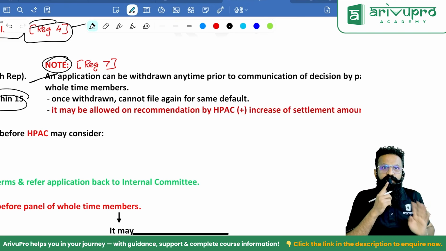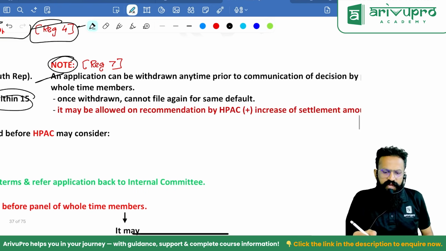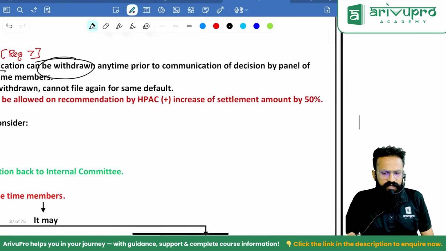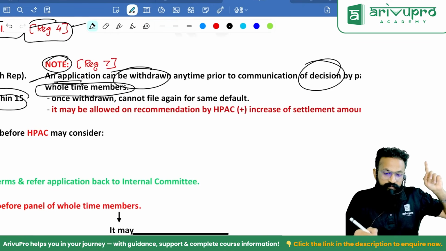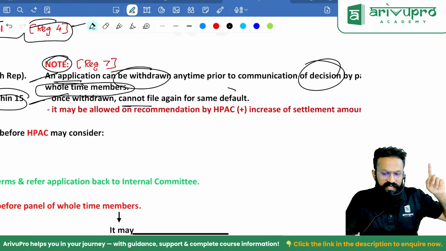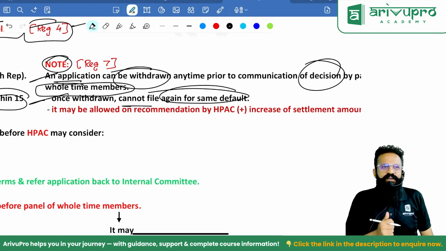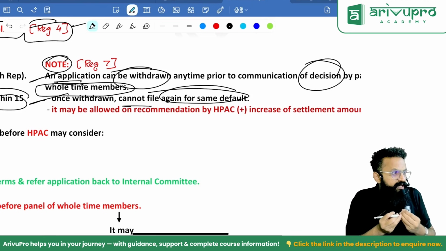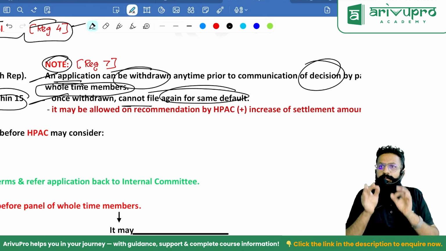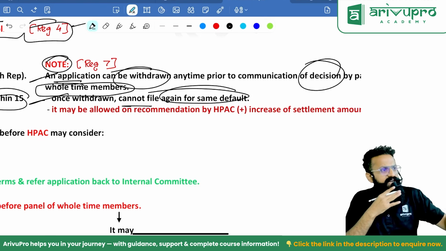You can withdraw your application, but remember, if you want to apply again, there are some requirements you need to understand. See here. An application can be withdrawn any time prior to the communication of decision by the final panel of whole time members. Once withdrawn, cannot file again for the same default. However, sir, we withdrew because of some reason, sir. Can you please take it back? It can be taken back, provided you first apply with HPAC. If HPAC is satisfied, we can take it again.